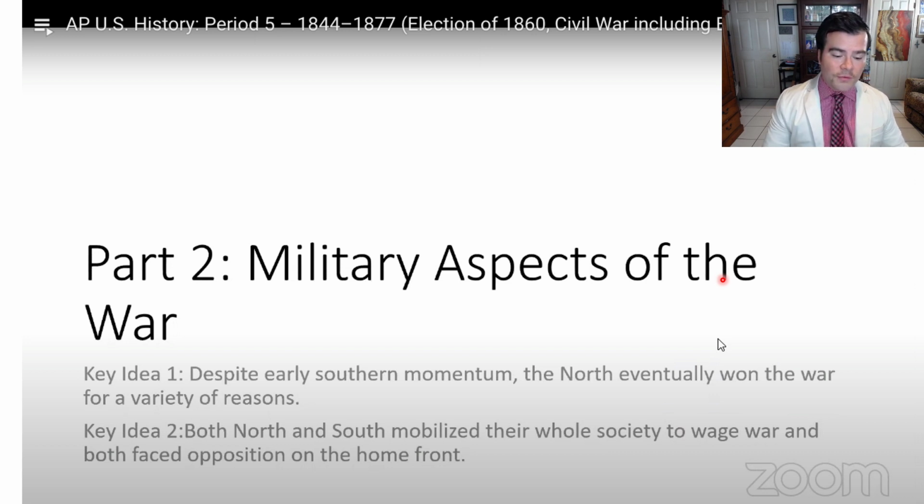Idea number two: both North and South mobilized their whole society to wage war, and both face opposition on the home front. So the war is going to come to both sides, guys. The South's going to go to the North, the North is going to go to the South. It's going to be in your face. There's no escaping this war.